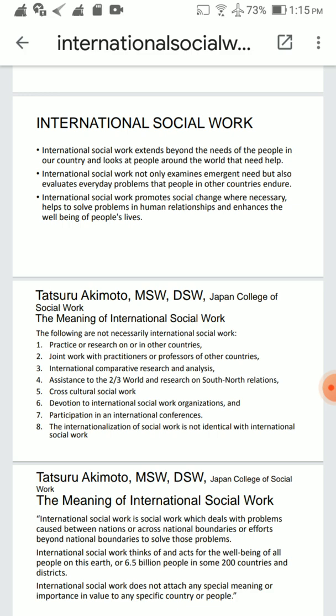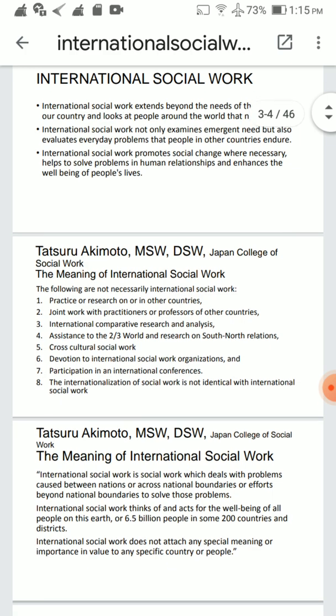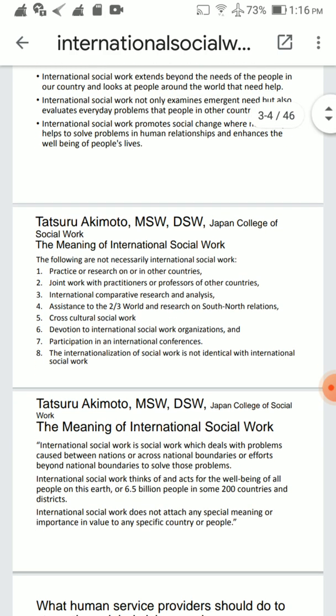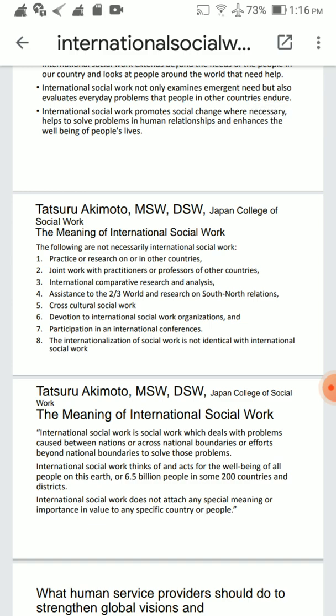Also, international social work promotes change where necessary, helps to solve problems in human relationships, and enhances the well-being of people's lives. According to Tatsuro Akimoto, Master of Science in Social Work and Doctor of Social Work at Japan College of Social Work, the following are not necessarily international social work. Number one, practice or research on other countries. Number two, joint work with practitioners or professors of other countries. Number three, international comparative research and analysis.